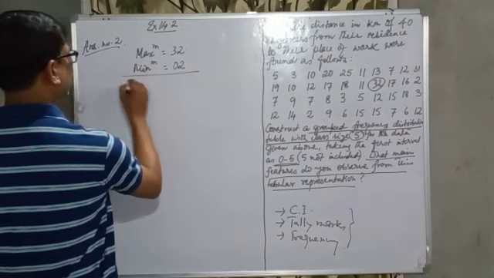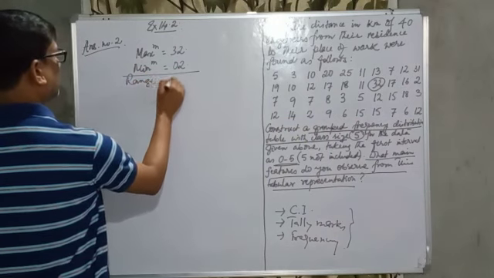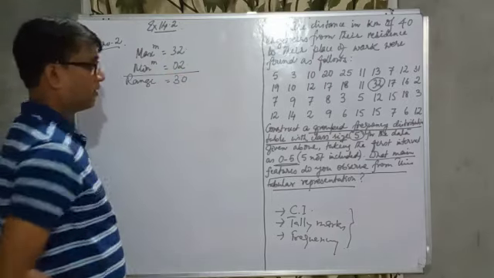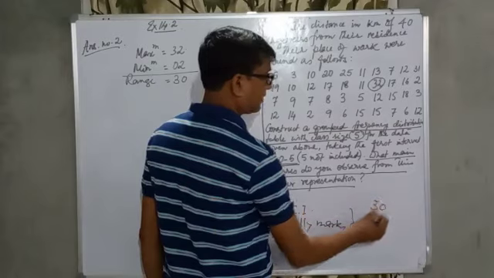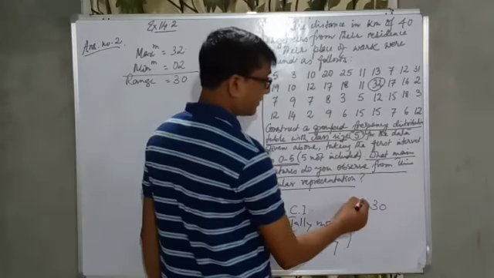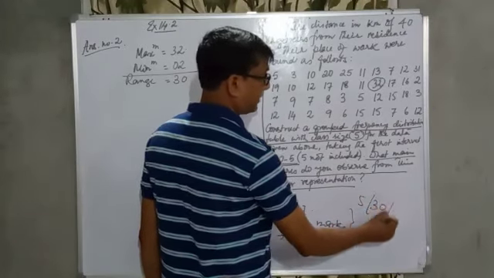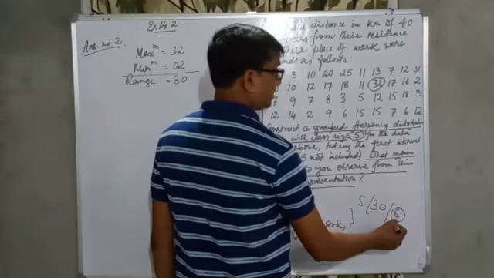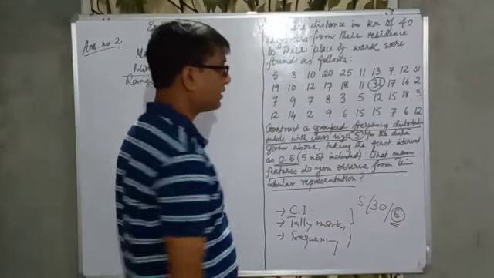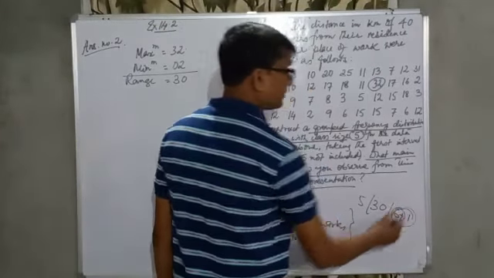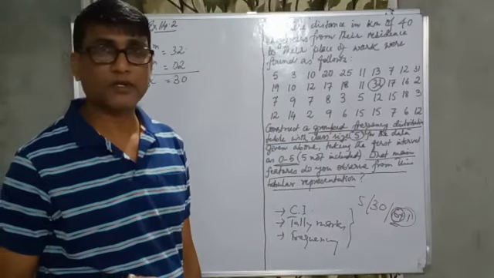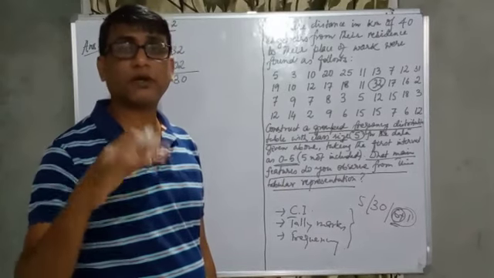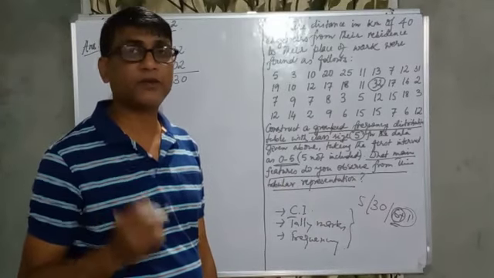So what is the range? Maximum minus minimum is the range. The range is 30. Now we have the range is 30, and our class size is 5. If we divide 30 by 5, what do we get? The answer is 6. So 6 plus 1, that is 7. We need 7 rows in this table. How many columns? 3 columns and 7 rows, and with 1 head row, that is 8 rows.